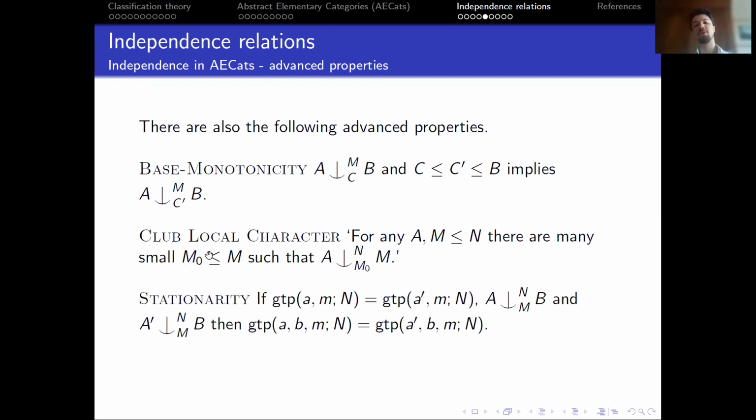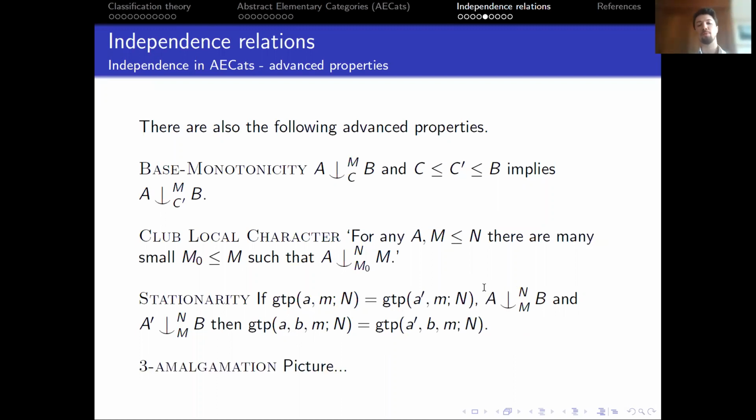Okay, and the next property is stationarity. So it says that if A and A prime have the same type over M, and they're also independent from B over M, both of them from B, then already A BM and A prime BM have the same type. So this in a way says that there is only a unique extension to an independent type. And for that reason, it's sometimes also called uniqueness. I think in Mike Hirsch's and Sebastian's work, they call this property actually uniqueness, but this is really the same thing.